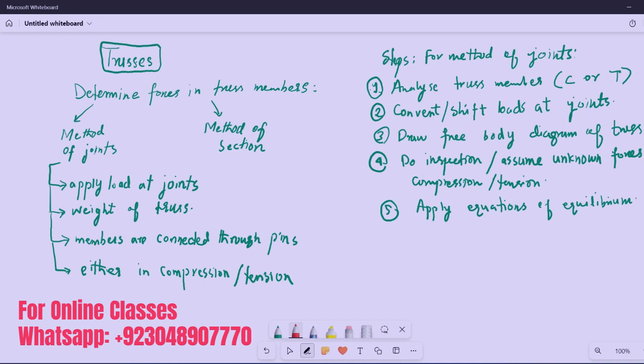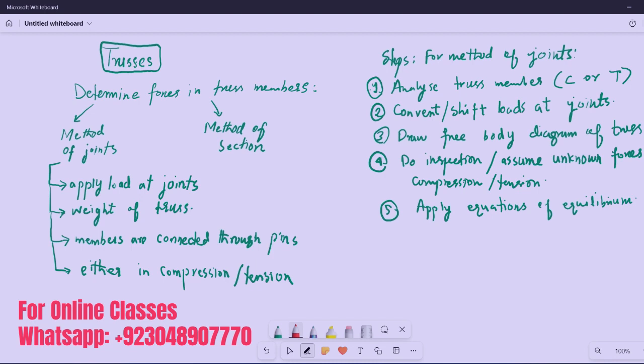So first, when we have the entire truss, we have to choose for each part if it's compression or tension. After that we shift all the loads to the points. We do the equilibrium, etc. We draw the free body diagram, and after that we do the inspection again, because I saw that the first step was analyze truss members. I don't know if the first step is the same or what is different between those two steps, because it's about compression and tension again.